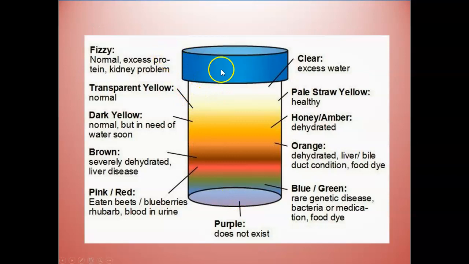This is just something I found online that shows you some characteristics of color, and what the different colors can potentially mean. You can see them on there. Apparently purple doesn't exist, but some of the other ones can, depending on what you're eating. Lots of beets or blueberries, or if you've got genetic diseases or whatnot.